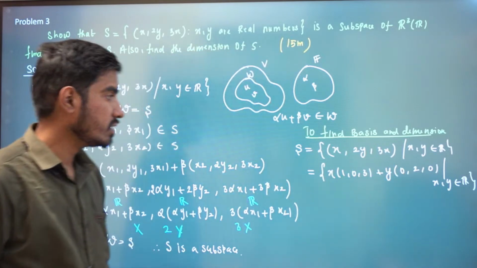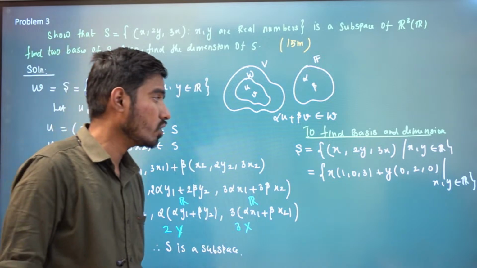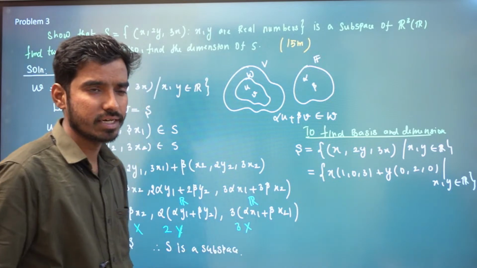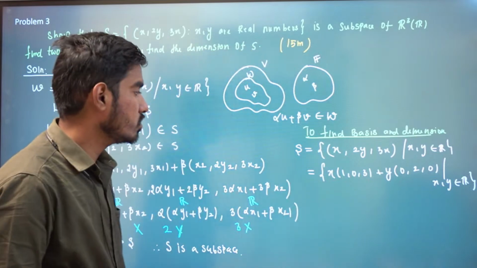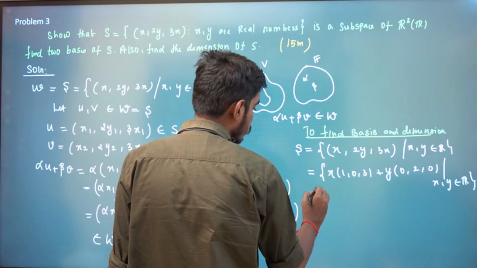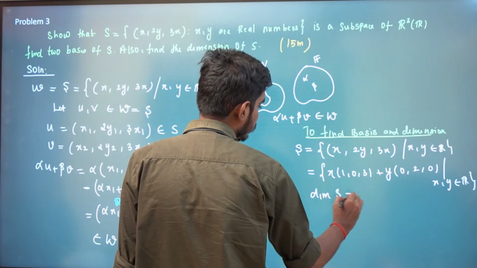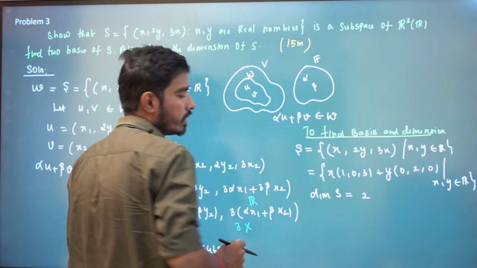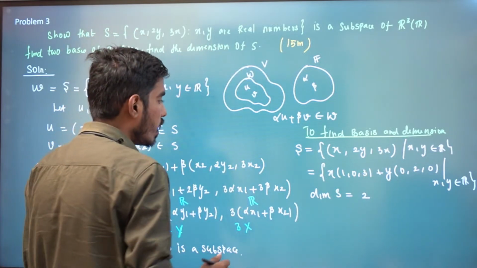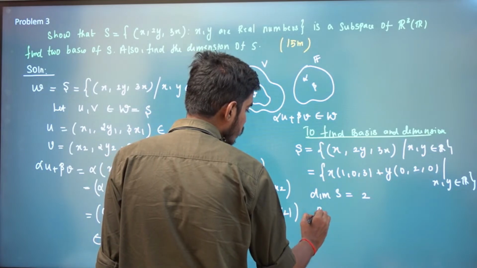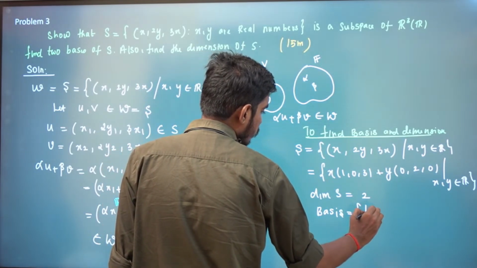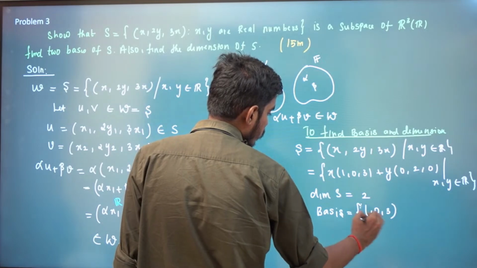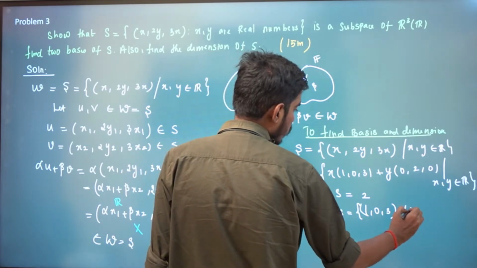(1,0,3) and (0,2,0). Here there is a linearly independent set, and these two vectors span our S. That means the dimension of S is 2, because it has two linearly independent elements in our basis. And one of the bases is given by (1,0,3) and (0,2,0).